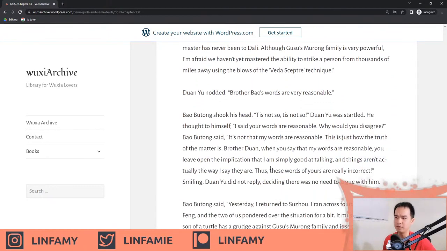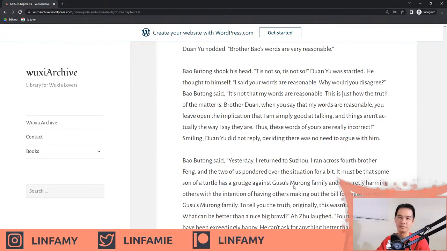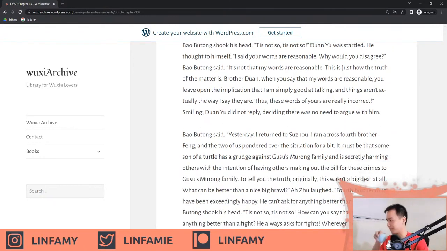Duan Yu nodded. "Brother Bao's words are very reasonable." Bao Butong shook his head. "'Tis not so, 'tis not so." Duan Yu was startled. He thought to himself, "I said your words are reasonable. Why would you disagree?" Bao Butong said, "It's not that my words are reasonable. This is just how the truth of the matter is. Brother Duan, when you say that my words are reasonable, you leave open the implication that I am simply good at talking, and things aren't actually the way they are. Thus, these words of yours are really incorrect." Smiling, Duan Yu did not reply, deciding there was no need to argue with him. Good choice, not to argue.